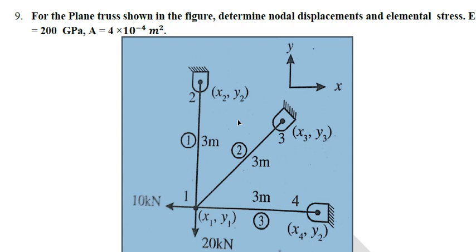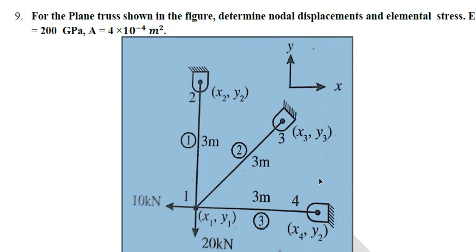Completely critical problem. Now there is element 1 here, element 2 here, element 3 here. All the elements are having 3 meter length. Now this is node 1, node 2, node 3, node 4. Node 1 is having degrees of freedom Q1, Q2. Node 2 is having Q3, Q4. Node 3 is having Q5, Q6. Node 4 is having Q7, Q8.